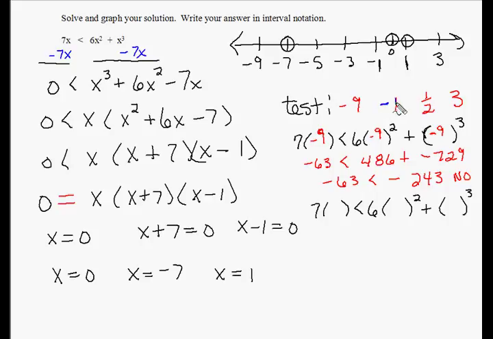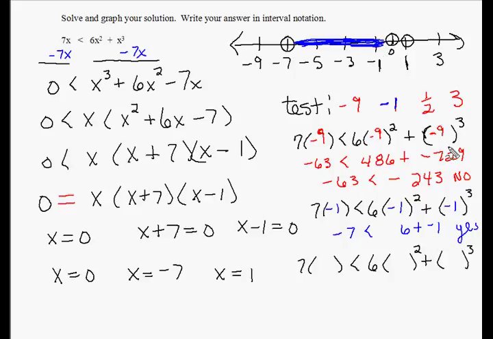This time I'll test the negative 1 in the original inequality. And 7 times negative 1 is negative 7. Is that less than negative 1 squared is positive 1 times 6 is 6 plus negative 1 cubed is negative 1. So is negative 7 less than 5? That's a yes. And so negative 1 lived between 0 and negative 7, so I'm going to shade that area. And I'm going to continue to test.